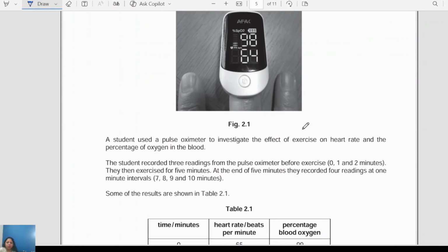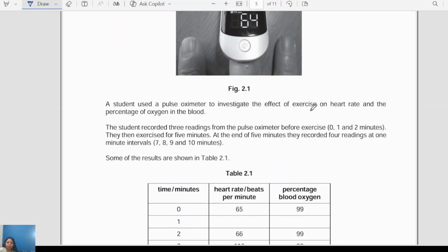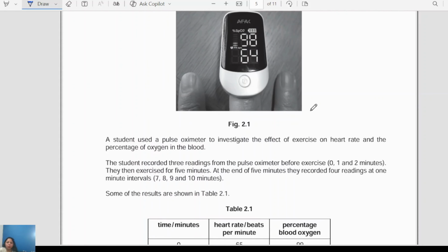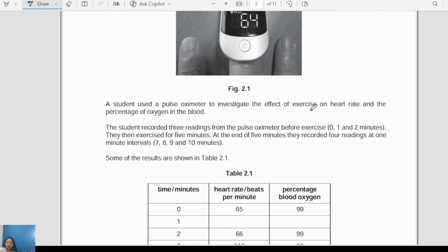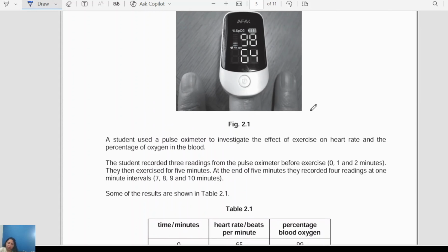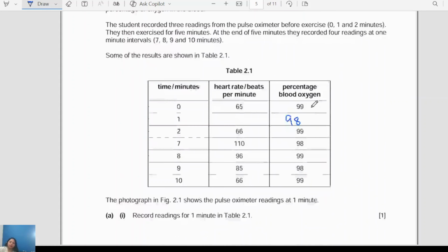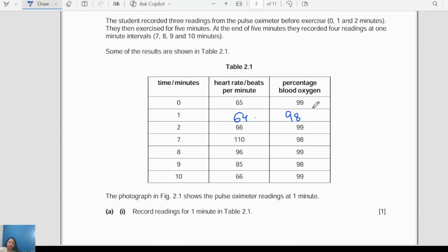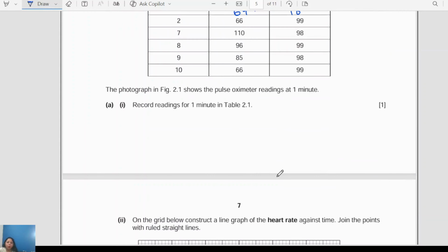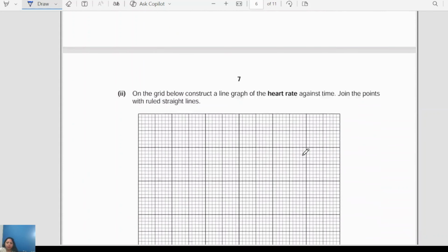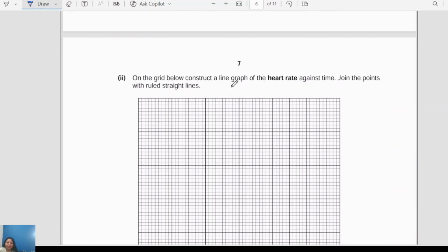The next question is, oximeter is given. You have to write your value over here. What is heartbeat rate and what is oxygen percentage? And heartbeat? 64. Now, we are not putting decimal over here as it's not mentioned here. Just keep this thing in mind. We have recorded the readings. Number two, you have to plot a graph. That is, I guess, a line graph.